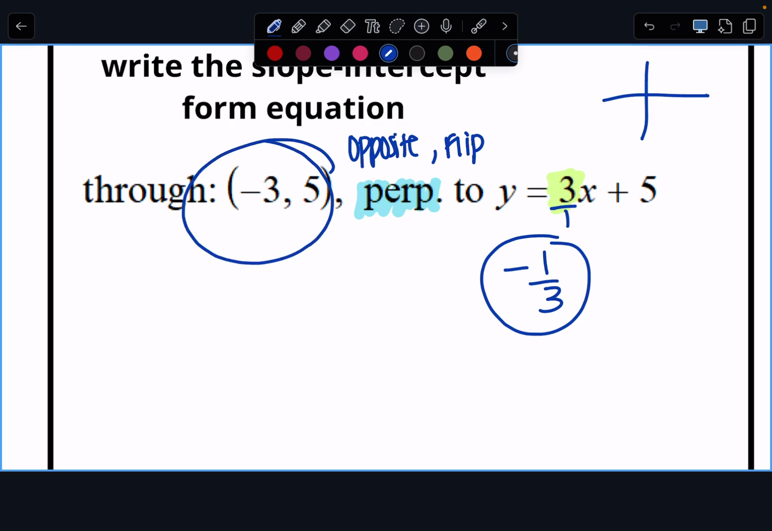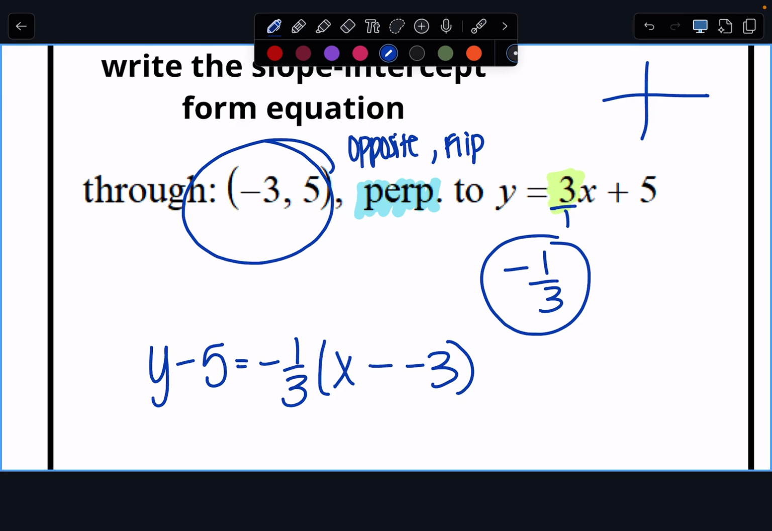Now I've got my ordered pair that I'm using. And once again, we plug this in. So we're going to say y minus the y value of the ordered pair is 5. That's equal to my perpendicular slope of negative 1 over 3. X minus the x value of the ordered pair is also negative 3. And again, you would keep working that one out on the study guide on problems 46 through 53.